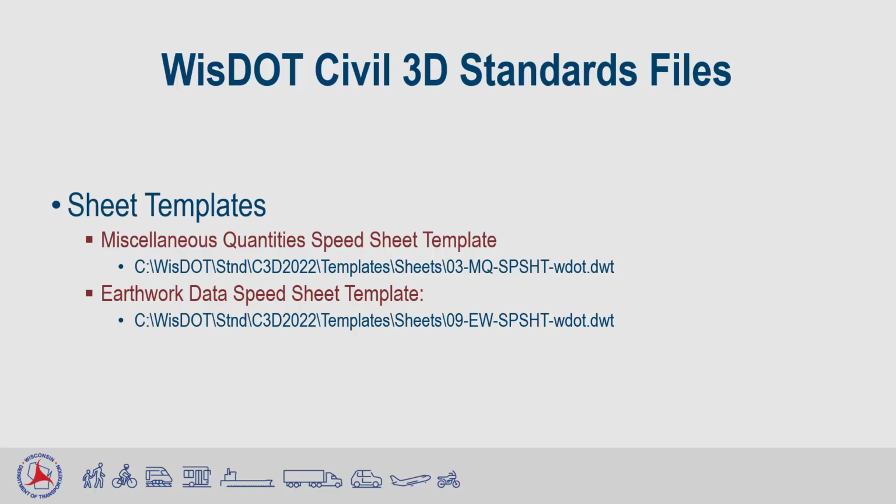In the WisDOT Civil 3D State Kit, there are two sheet templates that allow quick and easy creation of quantities files. They are located in the templates and the sheets folder, and they're easily identified by the discipline of the plan sheets, 03 MQ speed sheet and 09 earthwork speed sheet.